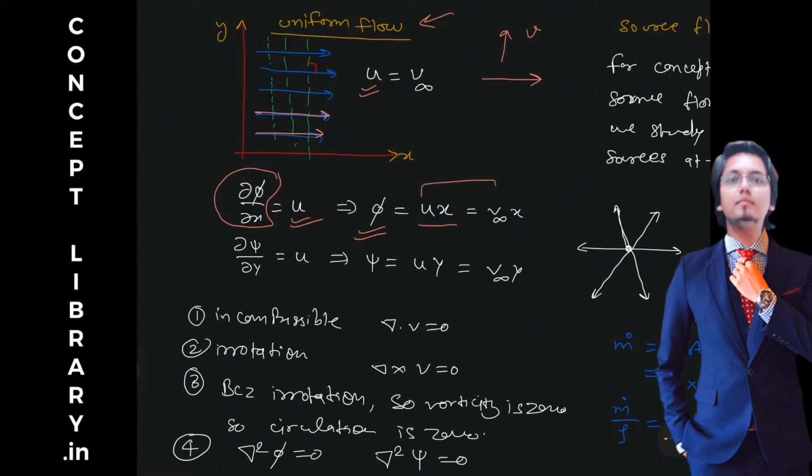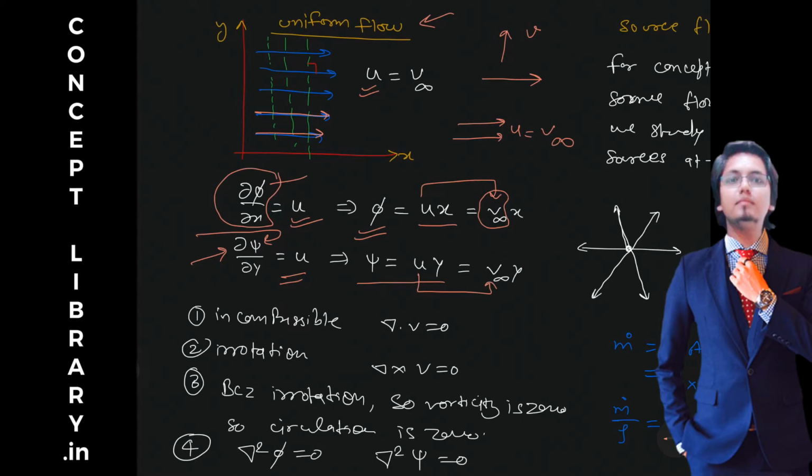So u value is nothing but V infinity. What is V infinity? Our velocity is in this direction, which is u, which is nothing but the velocity of the free stream. That's why we can replace u with V infinity, so phi is V infinity x. In the same way, ∂psi/∂y is equal to u. Phi is velocity potential, psi is stream function. Again you integrate with respect to y, and we get our psi equation. Again u is equal to V infinity.